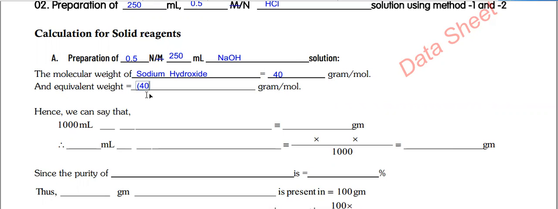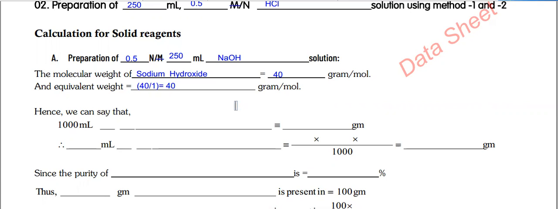40 divided by 1. 1 is the equivalent number of sodium hydroxide, and which is equal to ultimately 40 gram. So the molecular weight of sodium hydroxide was 40 gram per mole, and the equivalent weight of sodium hydroxide was 40 divided by 1, which is equal to 40 gram per mole.